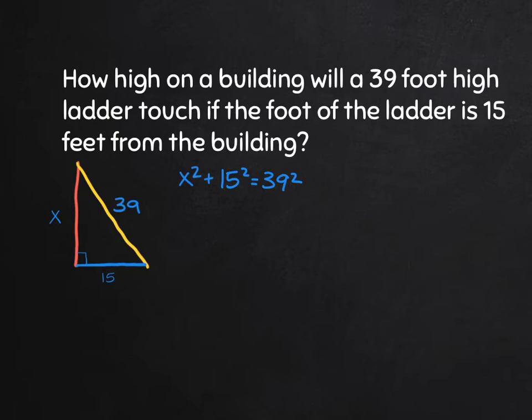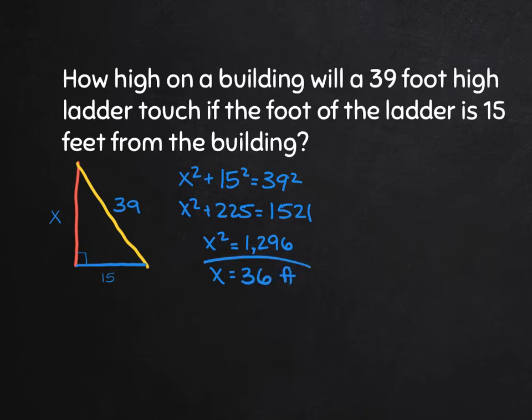Since x and 15 are my sides, if I square both of those and add them up, they must equal 39 squared. When I square that, x squared plus 225 must equal 1,521, which tells me that x squared must equal 1,296 when I subtract from both sides. And then I just need to take the square root. Because this is a practical geometry question, I only care about my positive solution. So x will be 36 feet.